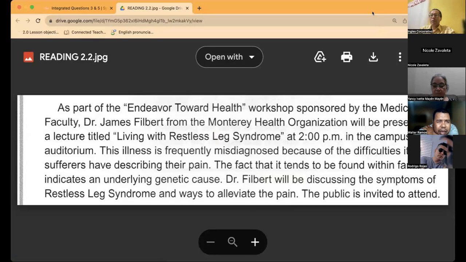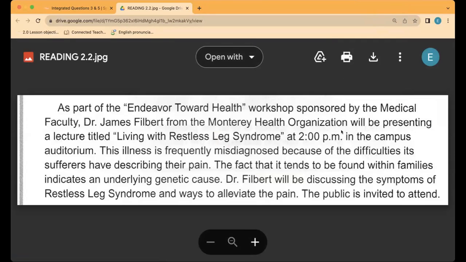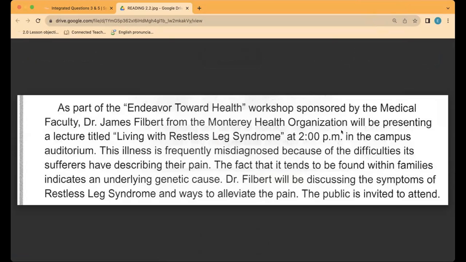As part of the Wellness Week Health Workshop sponsored by the medical faculty, Dr. James Philbert from the Monterey Health Organization will be presenting a lecture, Living with Restless Leg Syndrome, at 2 p.m. in the campus auditorium. This illness is frequently misdiagnosed because of difficulties sufferers have describing their pain. The fact that it tends to be found within families indicates an underlying genetic cause. Dr. Philbert will be discussing the symptoms of restless leg syndrome and ways to alleviate the pain. The public is invited to attend.